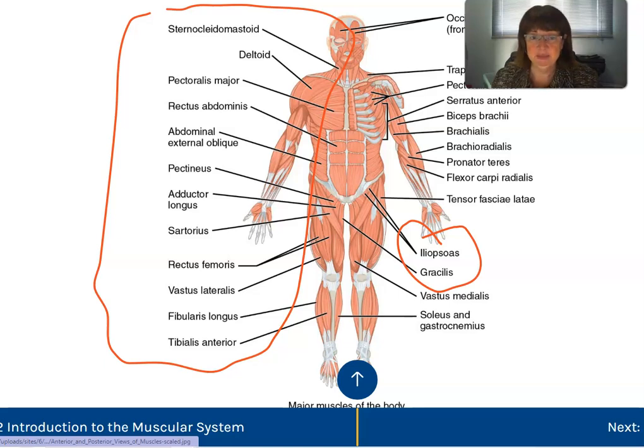Now, we talked about how muscles are named based on their shape, like deltoid. They're named on their location, like the tibialis. The rectus abdominis is also a shape, because rectus means rectangle. They can also be named on what they do. So a flexor will flex, and an adductor longus will adduct. Adduct means you're going to bring your leg inward. Okay, these are tricky to name.